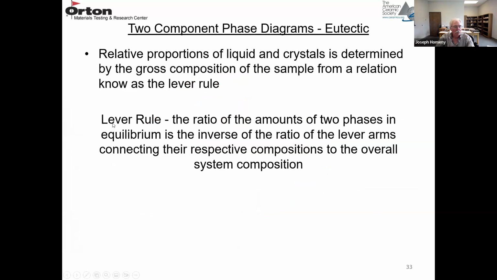So we can use what's known as a lever rule to get the relative proportions of liquid and crystals at a particular tie line, so at some temperature and composition. The lever rule is real simple. It doesn't look simple when you read it, but it's the ratio of the amounts of two phases that are in equilibrium, and it's the inverse of the ratio of the lever arms connecting the respective compositions to the overall system composition.